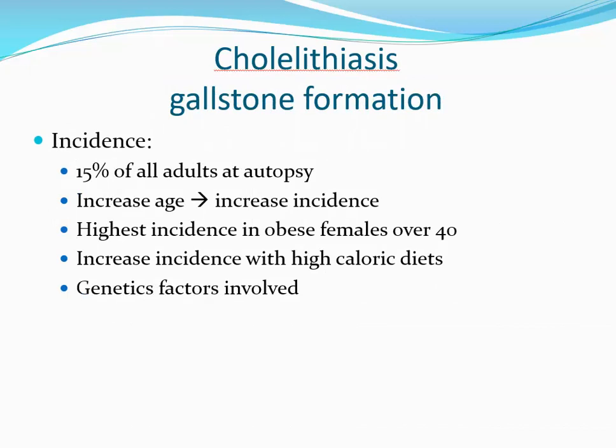Next, we're going to look at the gallbladder. One thing to note is the gallbladder is responsible for concentrating and storing the bile. Bile is produced in the liver. The gallbladder's function is to store it and to concentrate it. As a result, while it is doing this function, it may result in the formation of gallstones, which is known as cholelithiasis. The incidence of gallstones is seen in roughly 15% of all adults at autopsy.